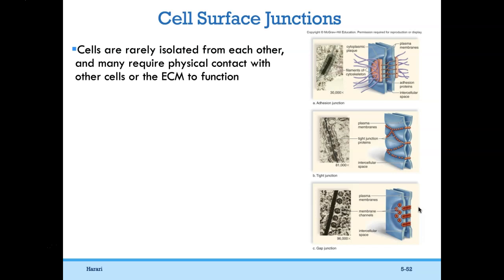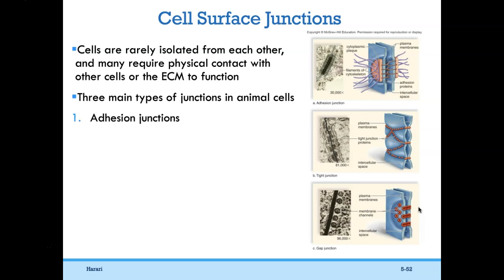But many cells require physical contact with each other or with the extracellular matrix in order to function properly. So there are three main types of cell surface junctions in animal cells that help cells connect to each other or to the extracellular matrix. We'll talk first about adhesion junctions, then tight junctions, and finally gap junctions.